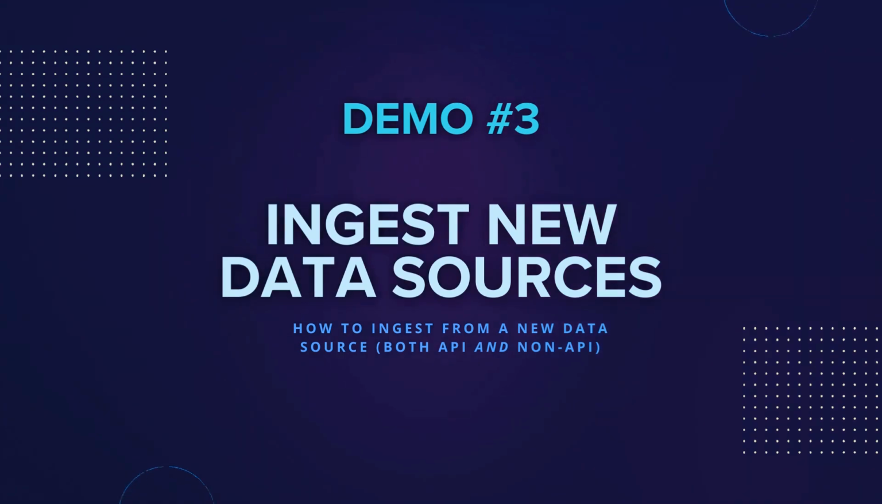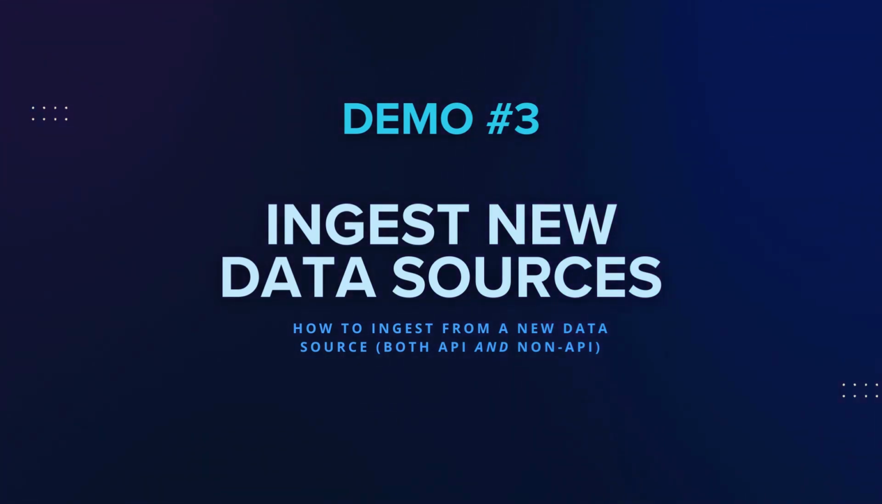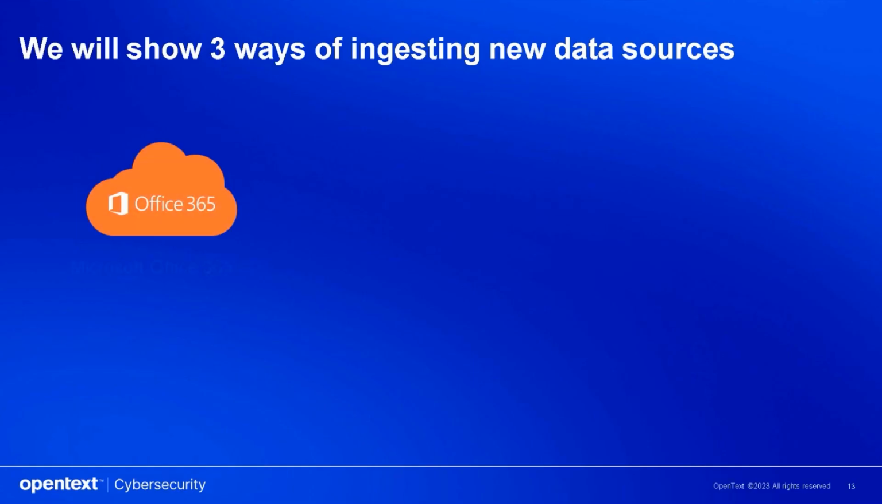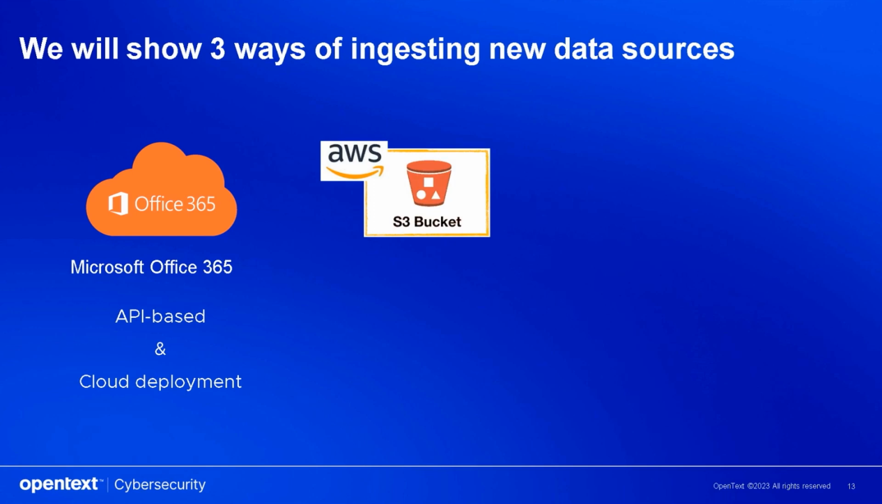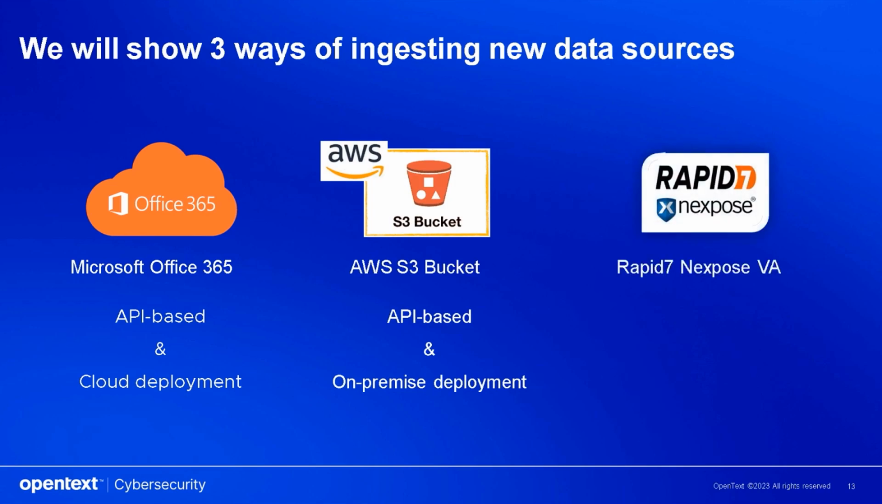In Scenario 3, we'll demonstrate ArcSight's out-of-the-box log collection capabilities. First, we will show the Office 365 Smart Connector for native cloud support. Second, we'll show the AWS S3 Smart Connector, grabbing text files from an S3 bucket. Finally, we'll show collection from an on-prem deployed Smart Connector to pass Rapid7 Nexpose VA scan results.